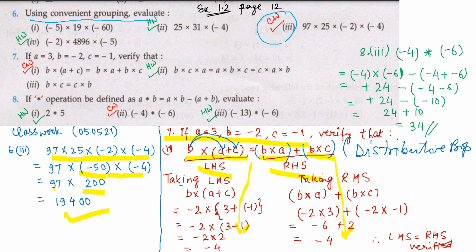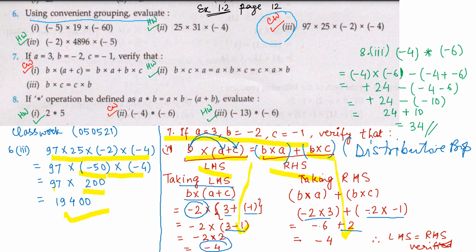Okay, so then taking LHS, B into A plus C, B is given as minus 2 into, in the bracket, A plus C. So A is given as 3 and C is given as minus 1. So minus 2 into 3 plus of minus 1, which will be 3 minus 1, minus 2 into 2 is minus 4. Now on the right hand side, B into A plus B into C. B was minus 2 into 3 plus minus 2 into minus 1. Minus 2 into 3 is a minus 6. Minus 2 into minus 1 is a plus 2.